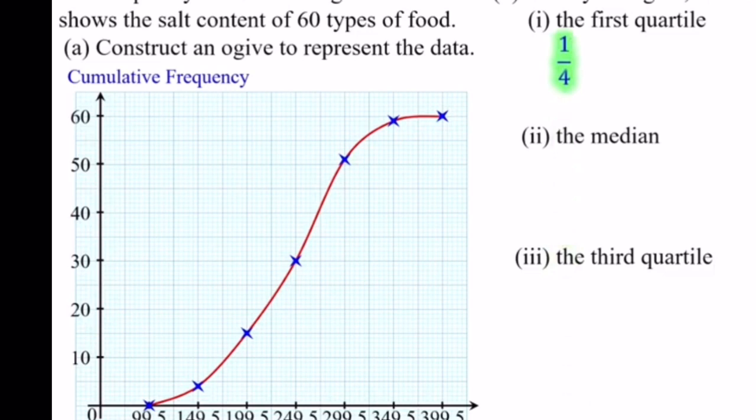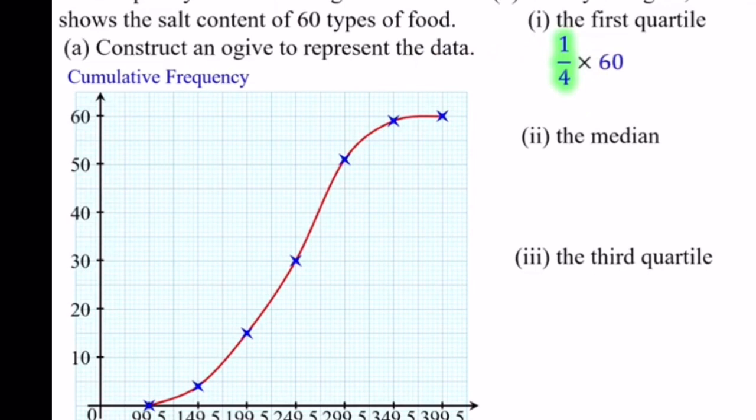So I'm going to teach you how to draw the line and show how to read the first quartile, median, and the third quartile right now. We have a total of 60, right? So you take 1/4 times 60. You press the calculator, 1/4 times 60, and you will get 15. This 60 is the total frequency.